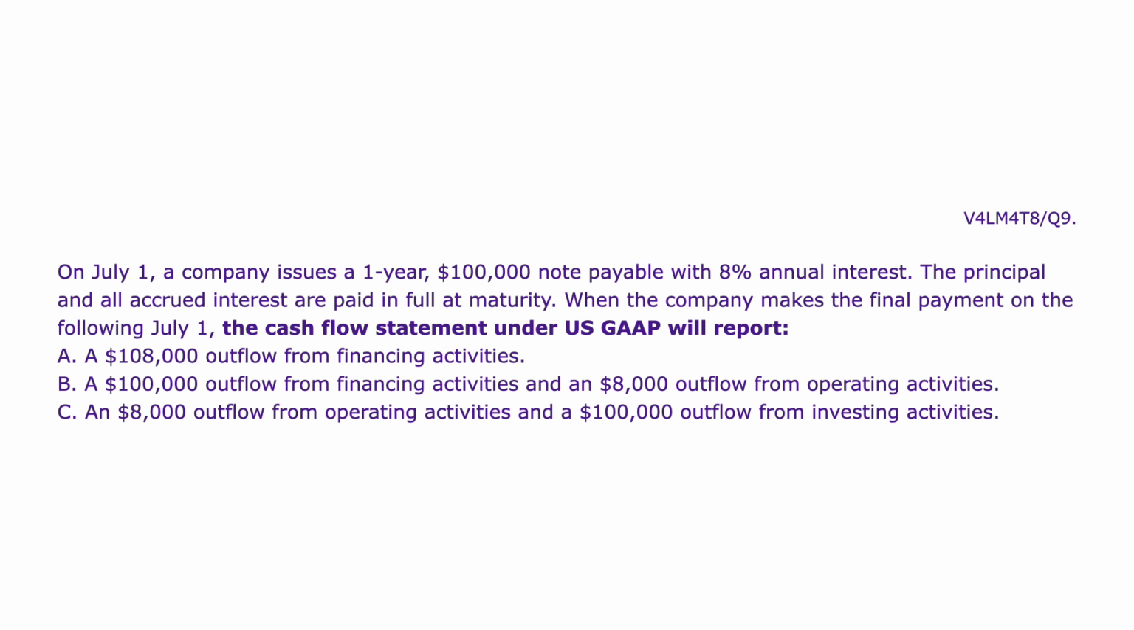report A. $108,000 outflow from financing activities. B. A $100,000 outflow from financing activities and an $8,000 outflow from operating activities. C. An $8,000 outflow from operating activities and a $100,000 outflow from investing activities.